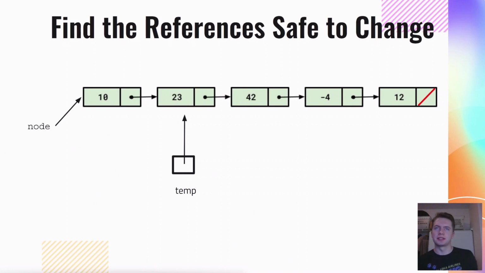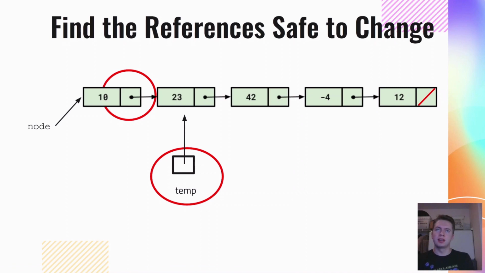Here's a little exercise. Let's try to find the references that are safe to change. Well, the first rule is that if we have two or more references pointing to a node, it's safe to change one of those references. Does this ever occur? Well, if we look at temp and node.next, they're both pointing to the second node. So it's okay to change one of those references because regardless, we'll have a reference to the second node if we change either node.next or temp. However, we can't change both. We need to keep one reference pointing to the node in order for it to not be lost.